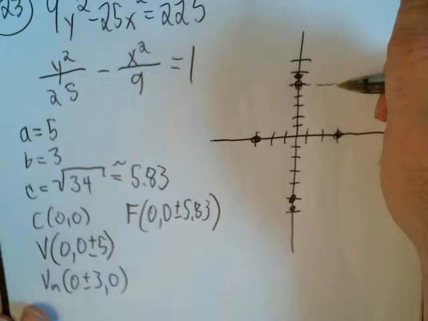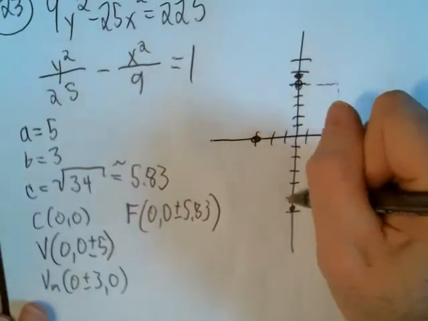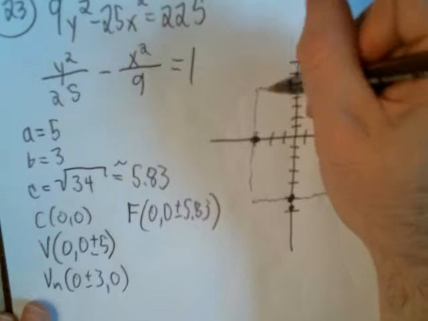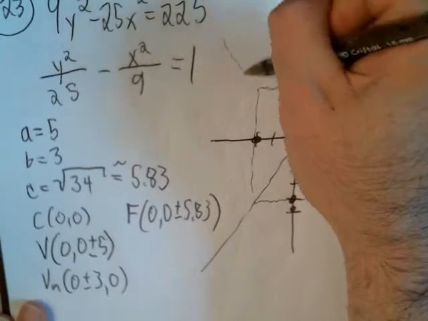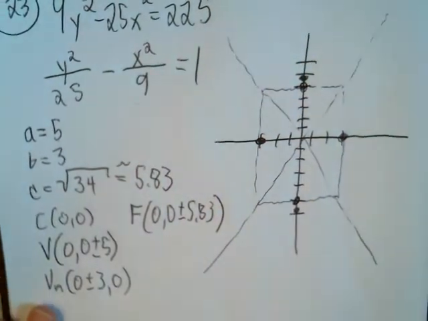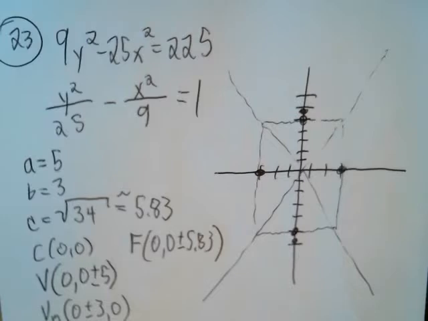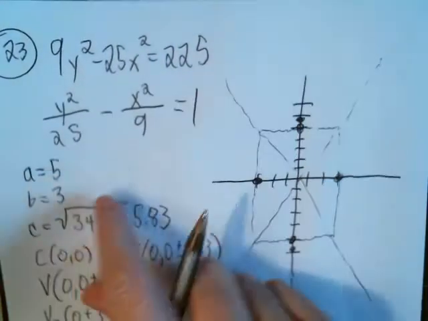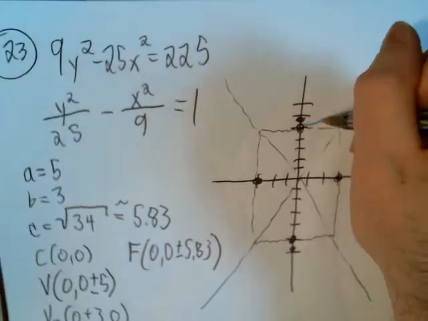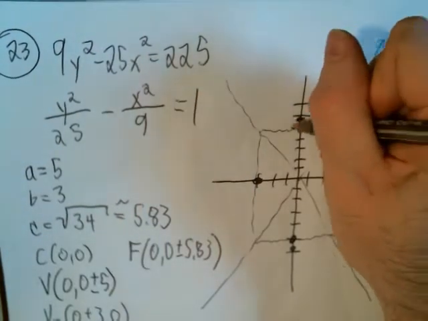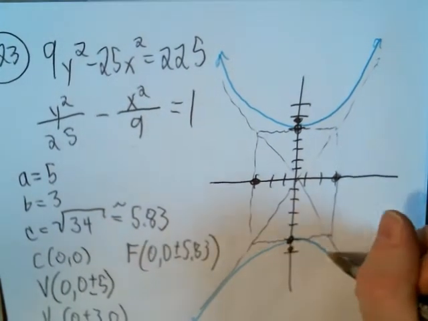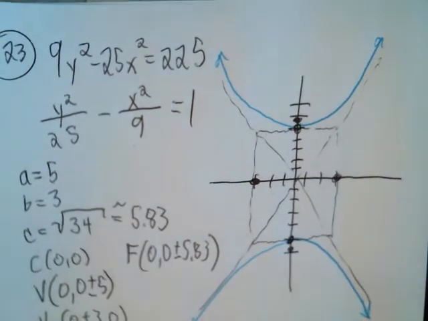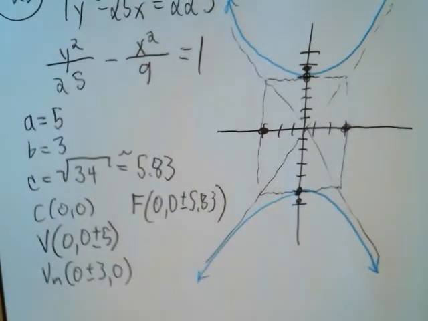Get your box. Draw your asymptotes. And then again, your branches will be on the y-axis because the y term is positive. So the branches will approach the asymptotes. Get really, really close, but never touch. And there you have it.